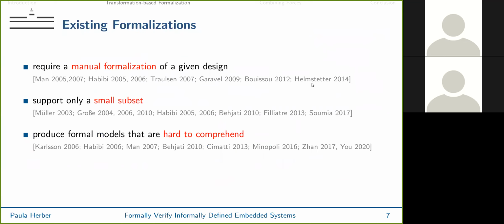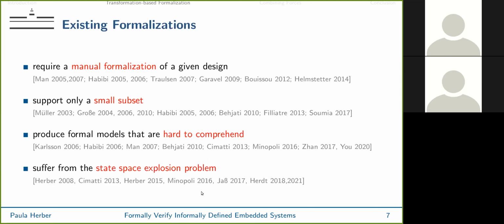There has been, of course, a lot of effort to overcome these problems and to provide formalizations for both SystemC and Simulink. However, at the time when we proposed our first transformations, the existing transformations required a manual formalization of a given design, or they supported only a small subset, or they produced formal models that are really hard to comprehend. And today, the situation has gotten better, although still all the approaches known, also our approaches, are limited to some subsets of SystemC and Simulink. And in addition, the existing approaches, including our own, all suffer from the state space explosion problem. But I will get to the latter point, the scalability problem, later.